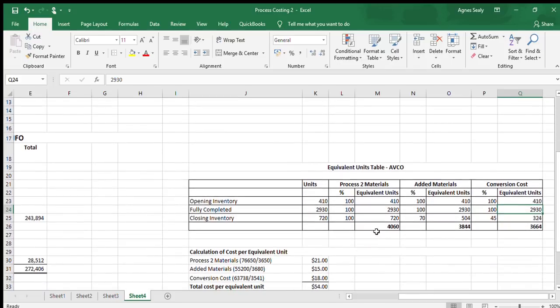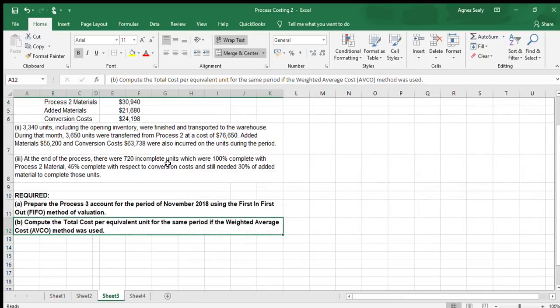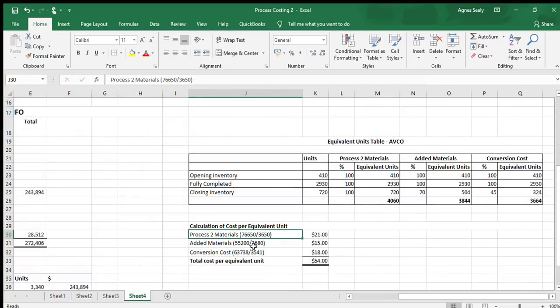So now that we know our equivalent units for the AVCO, now we are going to calculate our total cost per equivalent unit. So seeing that we're using the average in order to calculate our total cost per equivalent unit, we have to go back to the question and look at our beginning cost. So our beginning cost for our process 2 material was $30,940, and then we had a cost transferred into process 3 for the process 2 materials of $76,650.